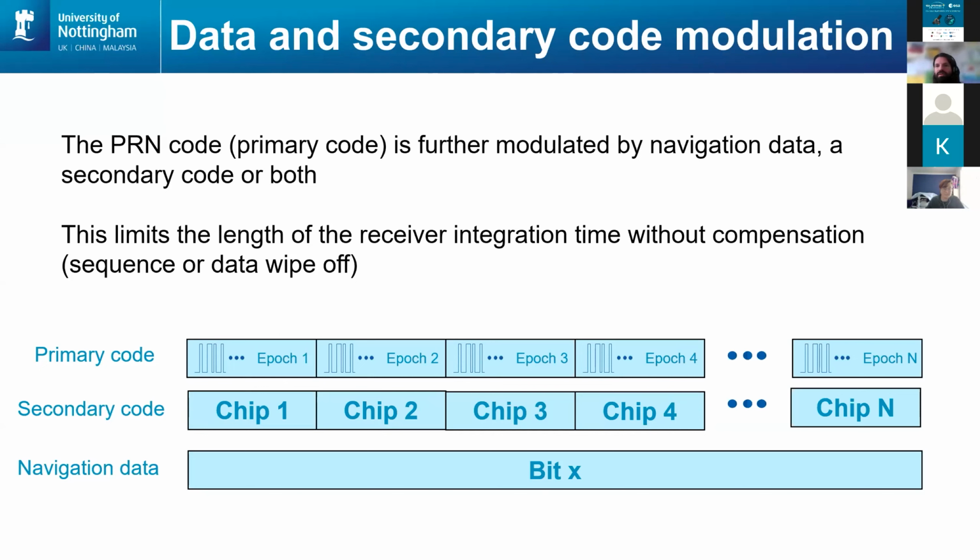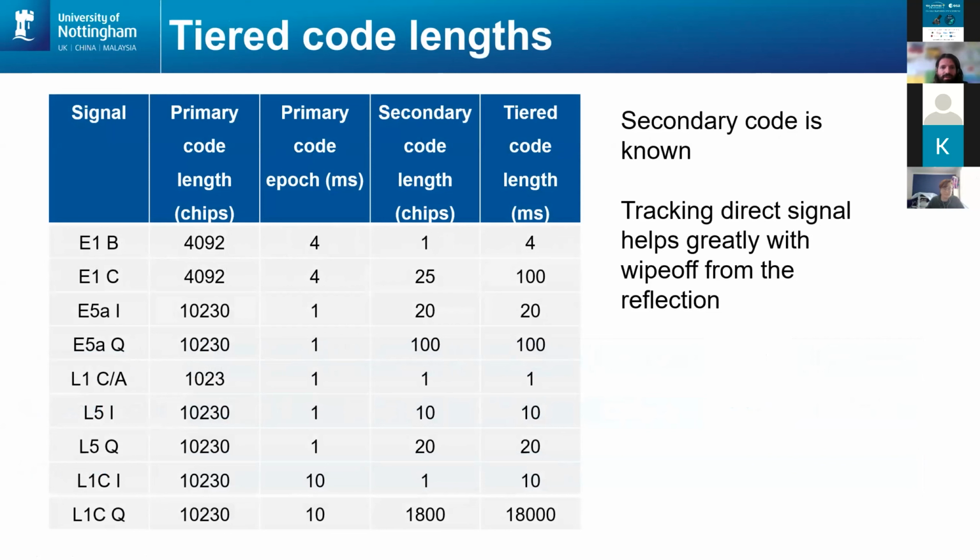But with the modernized signals, we now have things called secondary codes, which effectively change the sign of, so they modulate, the primary code. You can see here the epochs of the primary code, and every chip of the secondary code modulating that primary code. If we don't account for this in the receiver, if we don't compensate for it, this can limit the time that we can integrate the signal, which affects all of our products, and especially the coherent channel.